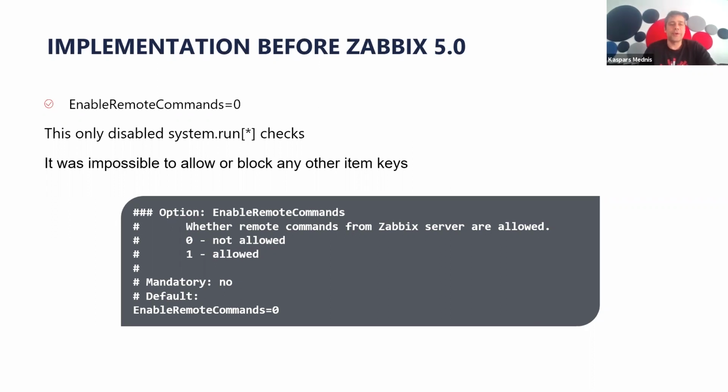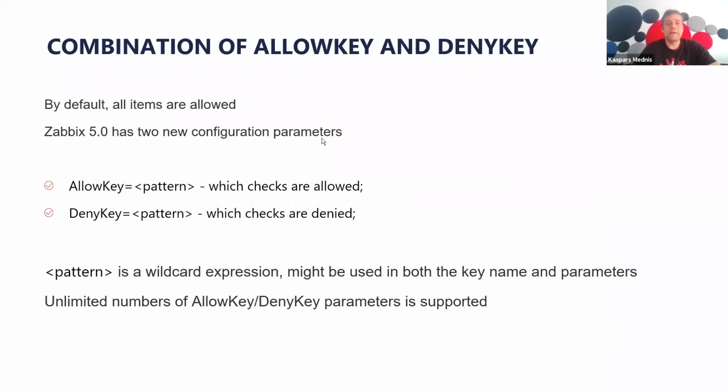So on this screenshot you can see a previous setup on Zabbix 3 and Zabbix 4. On Zabbix 5, you can use a combination of allow key and deny key. By default, all the items are allowed, and then using two new configuration parameters, allow key with a pattern or deny key with a pattern, you can allow or deny some specific keys, which means basically you can create whitelists and blacklists.